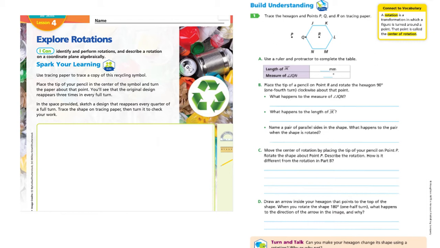We talked about that first part of B. What happens to the measure of JQN? What happens to the length of JK? And then they want you to name a pair of parallel sides in the shape. What happens to the pair when the shape is rotated? So do they stay parallel? Are they not parallel anymore? Just whatever you notice happening.